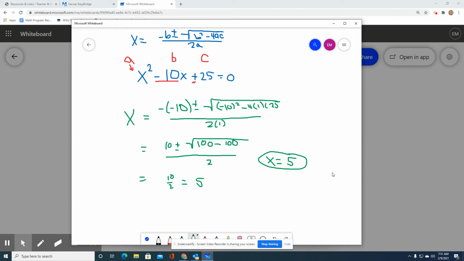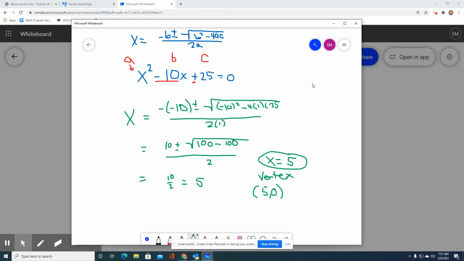I want to point out a few things right now. First of all, the vertex has to be on the x-axis because the answer is x equals 5. There is no plus or minus because the discriminant was 0. Secondly, I want to point out that our solution is going to be 5 comma 0. And that is our vertex because we only have 1 point. I hope that helps to show you how to use the quadratic formula.